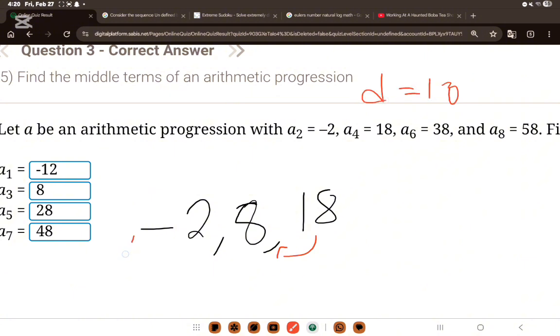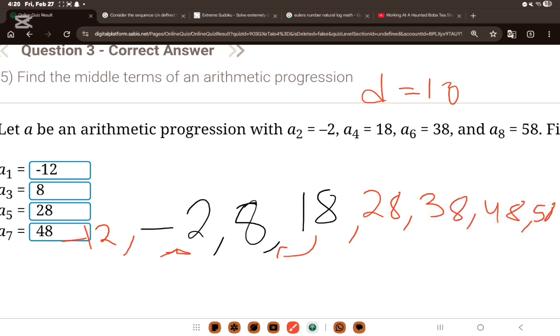Now we want to find a1, so it's just going to be 2 minus 10, so it's going to be minus 8. Now 18 plus 10, you get 28, and then you get 38 and then 48 and then 58. But you have to be really careful. You have to look here. So this is a1, this is a2, 3, 4.